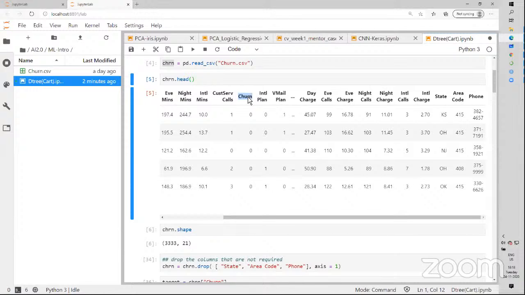So if a customer leaves the business, then this value will be 1. If the customer is not leaving the business, then this value would be 0. So what type of decision making are we trying to learn here? What makes a customer leave the business. Now, if we have that knowledge, we can avoid customers leaving us in future.